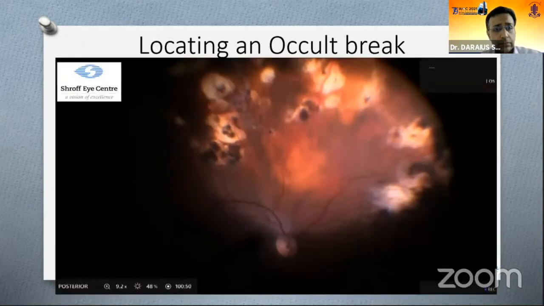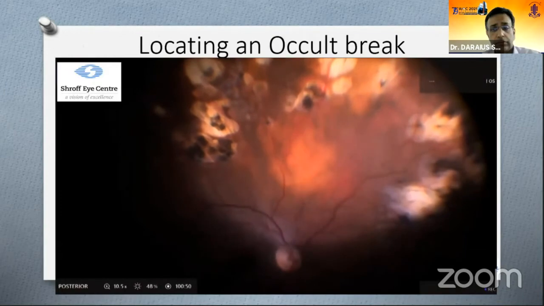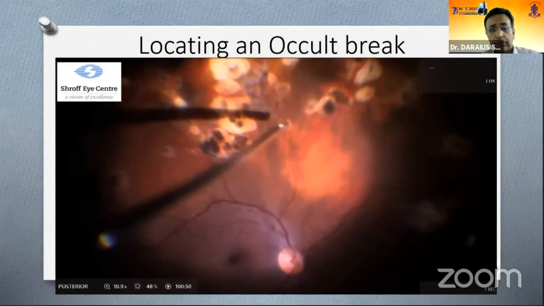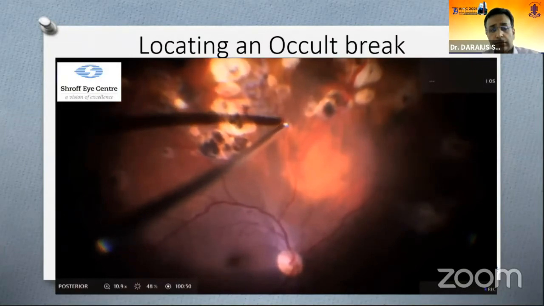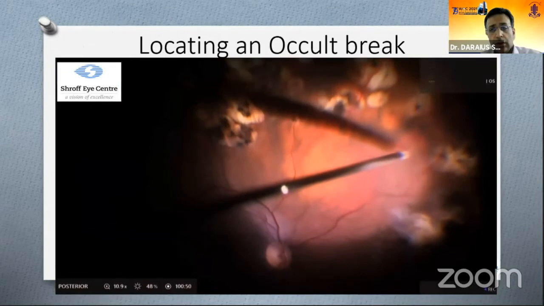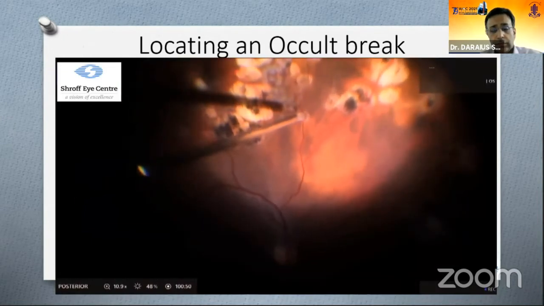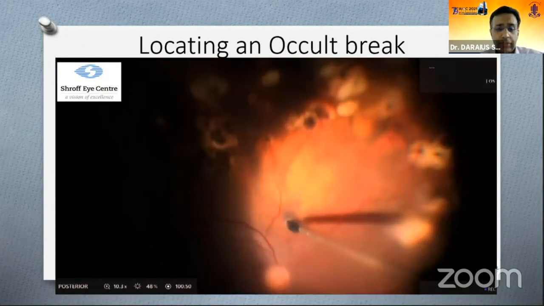This lady had a recurrence 2 years post silicone oil removal. There was an inferior shallow RD along with previous laser marks, but no obvious break was seen. We tried to locate the break with the help of scleral indentation with a brush needle, but we were unsuccessful. It's a very shallow RD in this case.